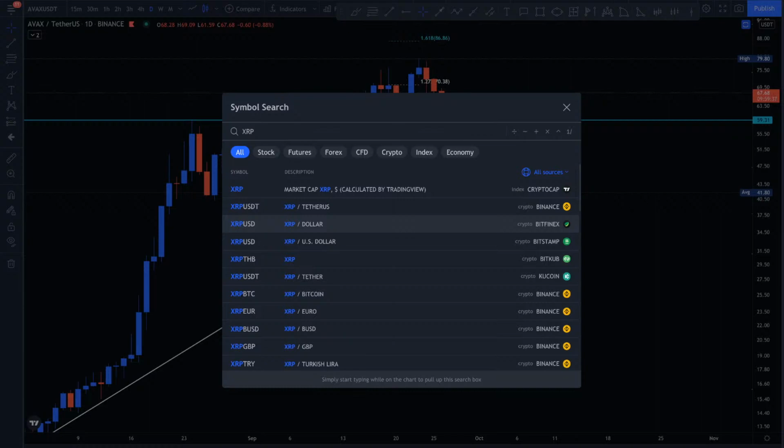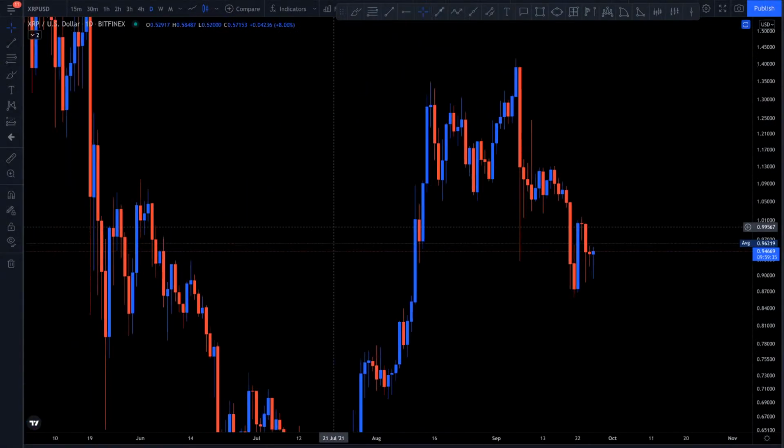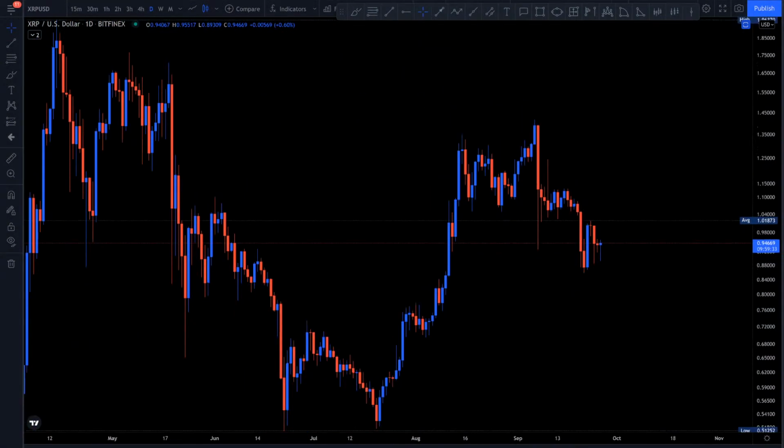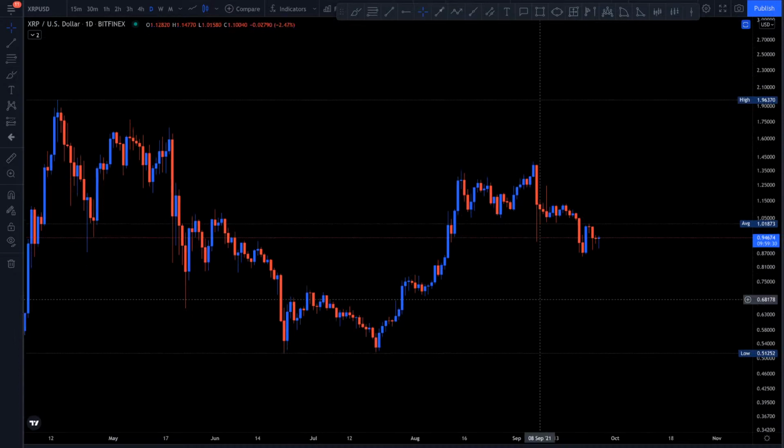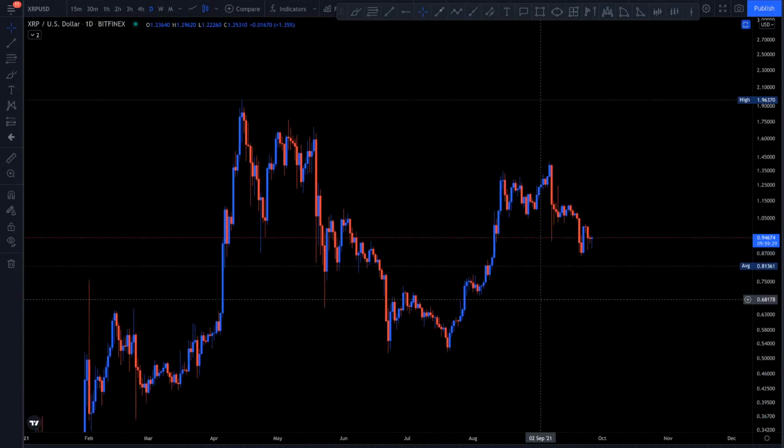XRP is not Ripple. I've even proven it to someone else recently. XRP is not Ripple. Ripple, the company, is doing fantastic. They don't have any issues. They actually operate with 200 different banks in the world. They are a premium banking cryptocurrency.